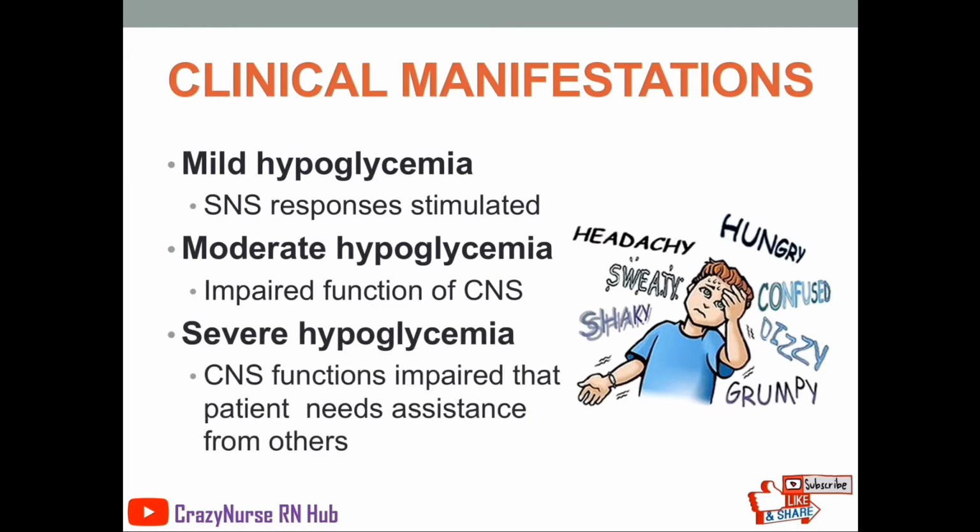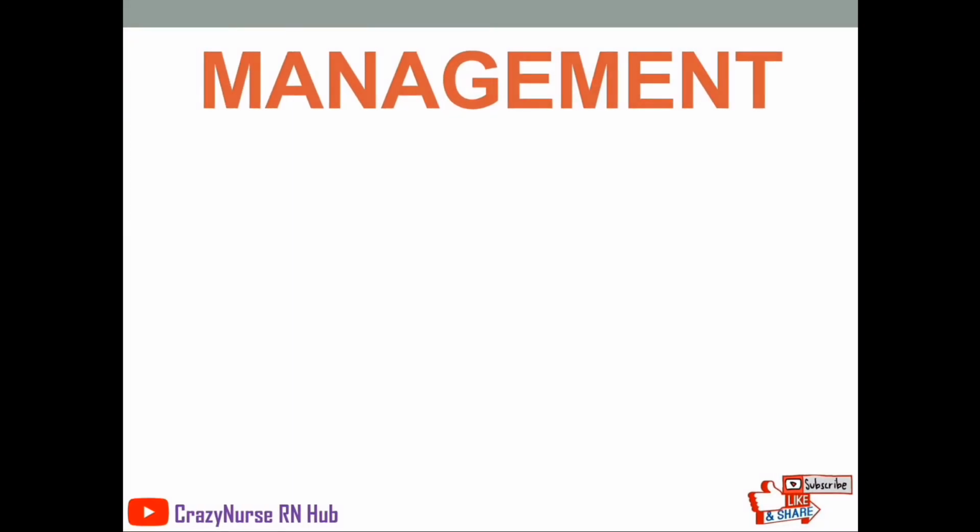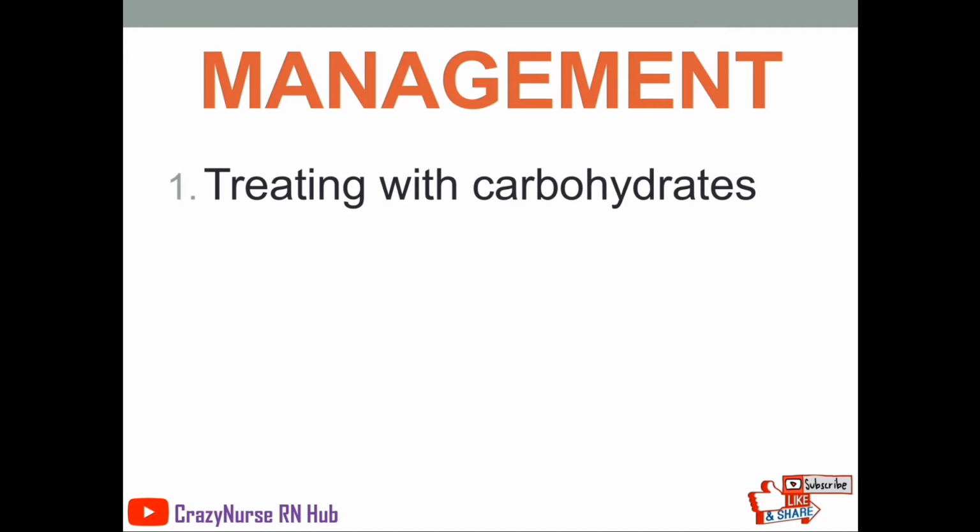In severe hypoglycemia, the CNS function is so impaired that the patient needs the assistance of another person for the treatment of hypoglycemia. Symptoms may include disoriented behavior, seizure, difficulty arousing from sleep, or loss of consciousness. For the management of hypoglycemia, we have first treating with carbohydrates. Immediate treatment must be given when hypoglycemia occurs. The usual recommendation is for 15 grams of a fast-acting concentrated source of carbohydrate.